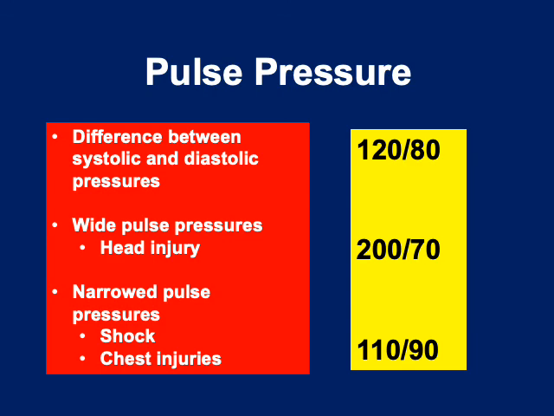So again, this is an indication that this person is going into decompensated shock, because his body's having problems compensating for this blood loss, or the blood loss hasn't stopped, and a narrowed pulse pressure is a sign of someone going into shock from blood loss.